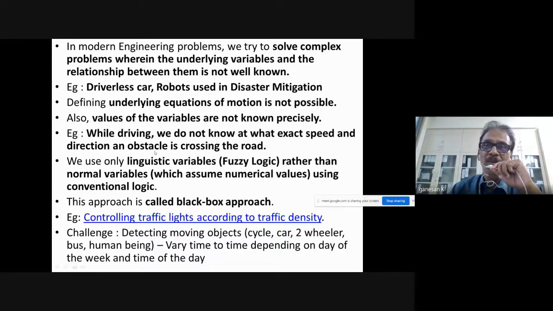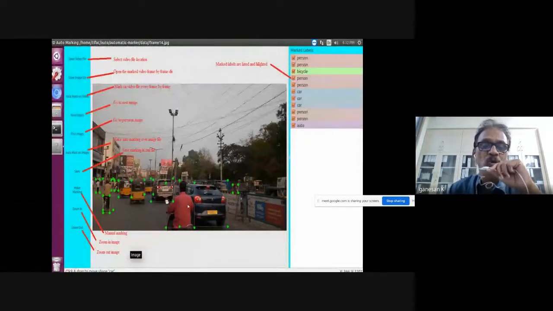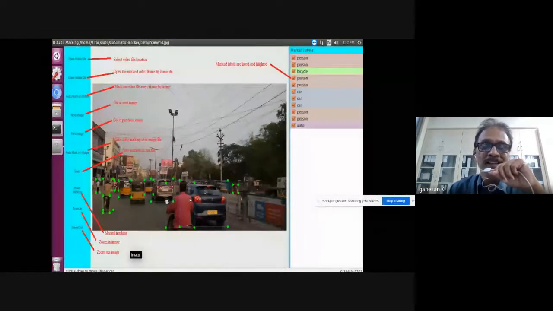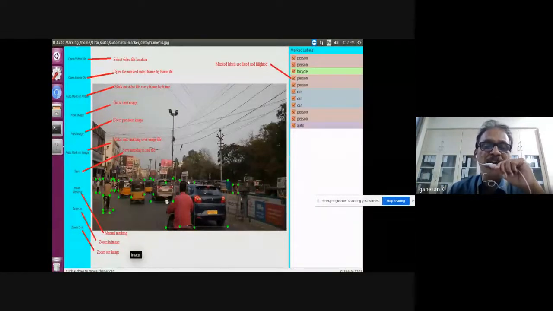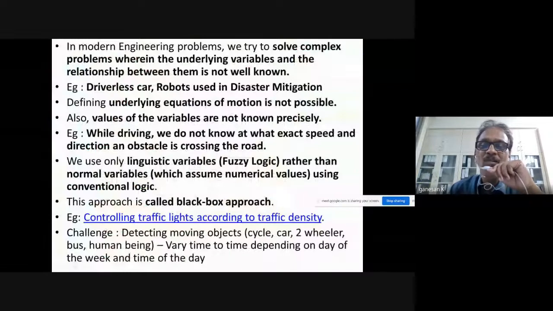For example, when you are driving a car, we do not know at what exact speed and direction an obstacle is crossing the road. Most of you who have driven a two-wheeler or four-wheeler might have seen that when somebody is crossing the road in front, you are not going to do a physical experiment asking whether this fellow is crossing in front of me at 12.2 degrees in the northeast direction and approaching at 24.7 kilometers per hour. You are not going to get all those data. All your brain does is approximation.